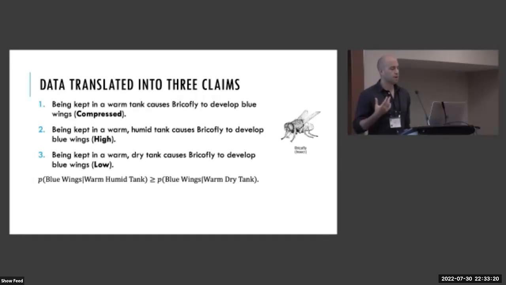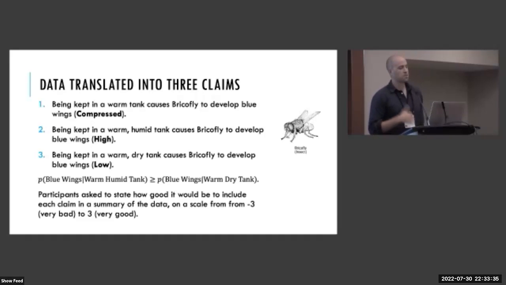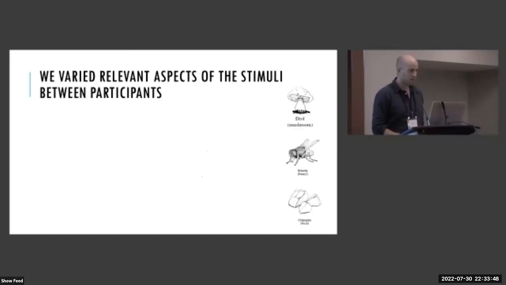And again, just to remind you, in the data that we showed participants, the probability of blue wings, given that the brickafly were in a warm, humid tank, is always greater than or equal to the probability of blue wings, given that brickafly are in a warm, dry tank, and so thus our nomenclature of high and low. Participants were then asked to state how good it would be to include each of these three claims in a summary of the data that they're providing to a colleague on a scale from -3, very bad, to 3, very good. So there's this kind of communicative task that we're asking people to do here.